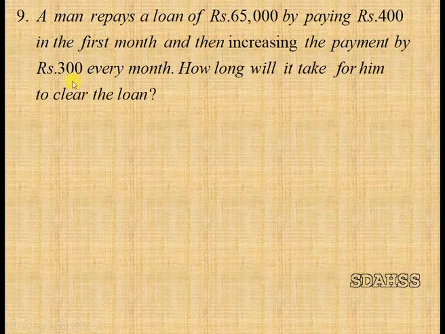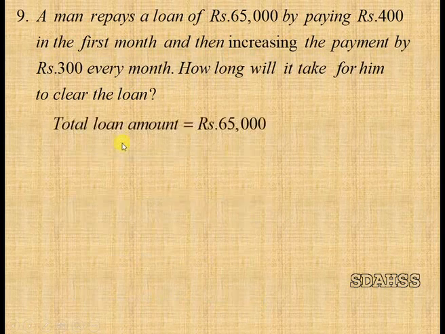Ninth sum. A man repays a loan of rupees 65,000 by paying rupees 400 in the first month and then increasing the payment by rupees 300 every month. How long will it take for him to clear the loan? A man repays a loan of rupees 65,000 by paying rupees 400 in the first month and then increasing the payment by rupees 300 every month. How long will it take for him to clear the loan?